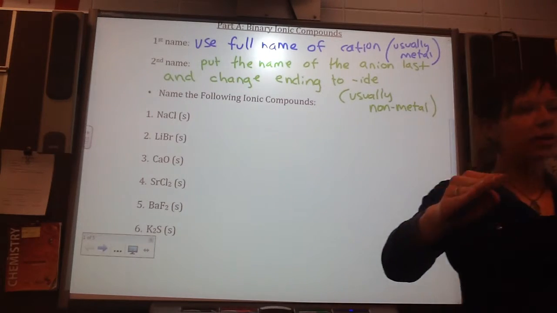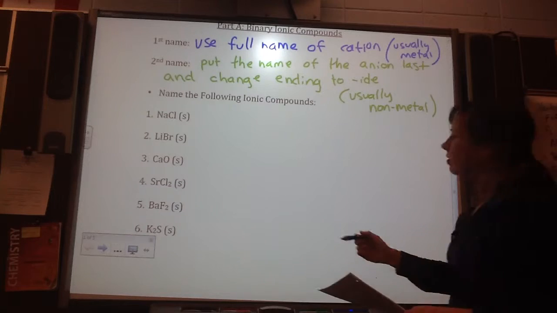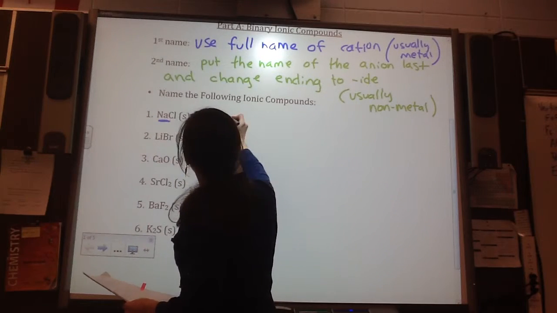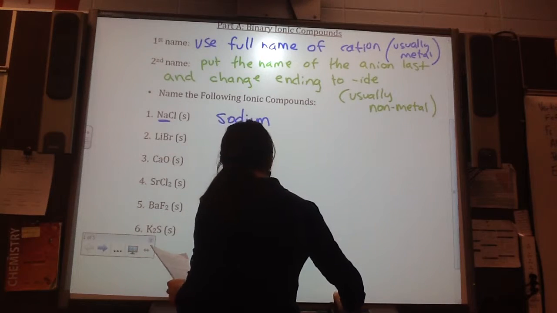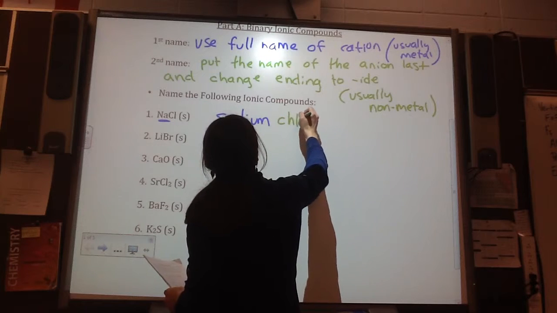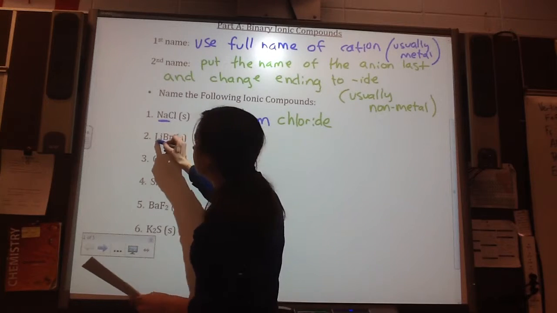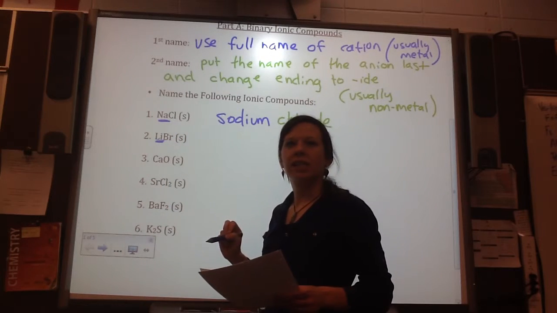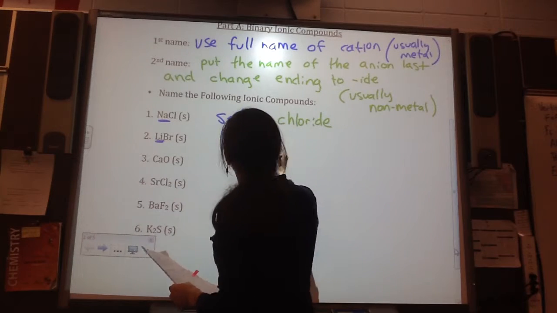Okay, so got your periodic tables out in front of you? Okay, so what is Na? Sodium. So you just write the cation as normal. Sodium, and what's Cl? Chloride. And so then it's chloride. And that one, that's nice and familiar. Okay, next. What's Li? Lithium. Then what's next? Bromide.